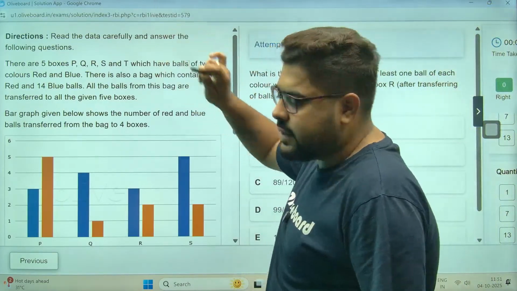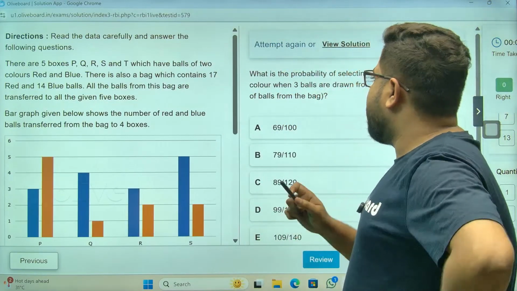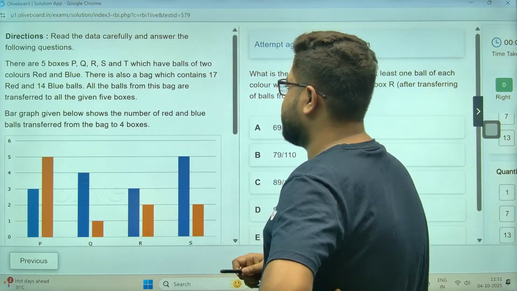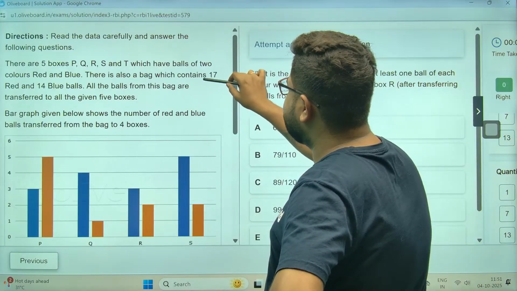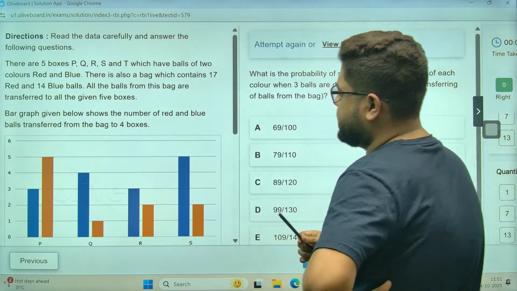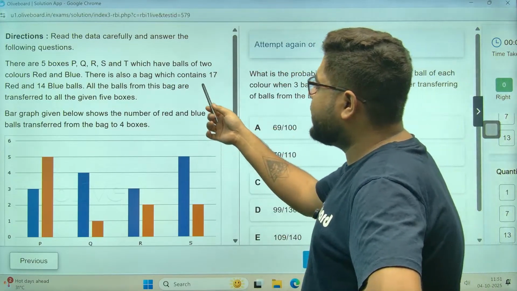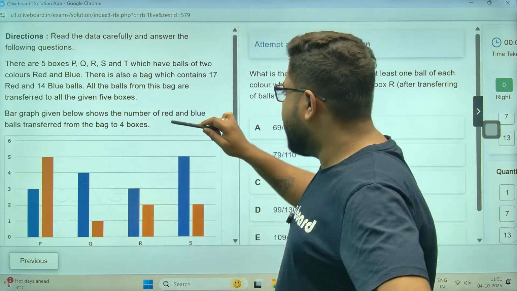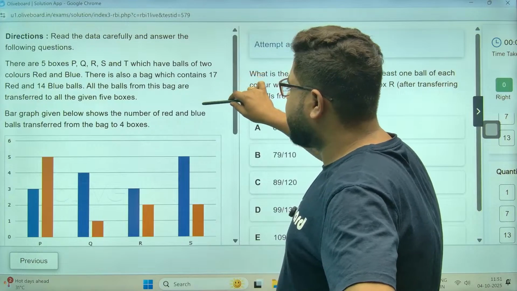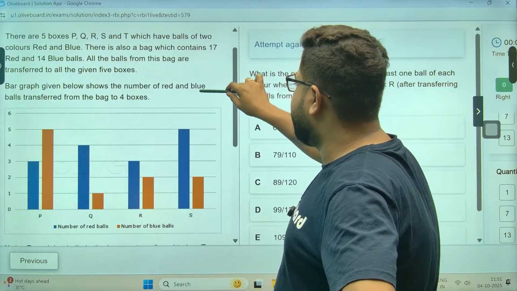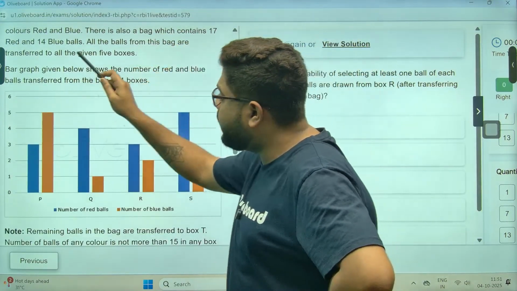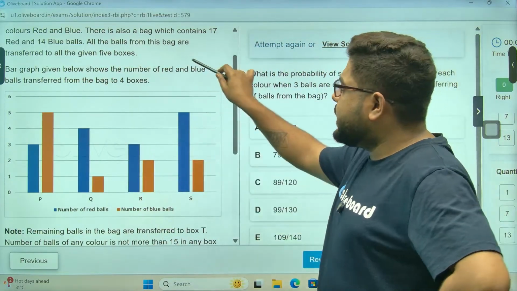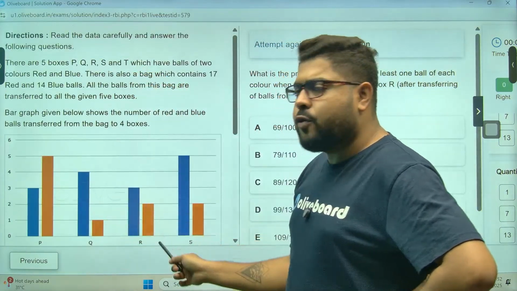Okay, sir, about this question. There are 5 boxes P, Q, R, S, T which have balls of 2 colors, red and blue. There is also a bag which contains 17 red and 14 blue balls. All the balls from this bag are transferred to all the given 5 boxes, that means P, Q, R, S, T. The bar graph given below shows the number of red and blue balls transferred from the bag to 4 boxes, PQRS. Now again, you'll say, sir, there are 5 boxes, but here only 4 are given.